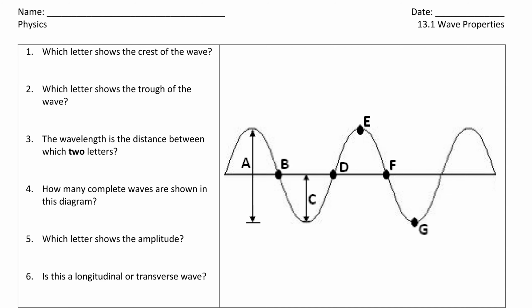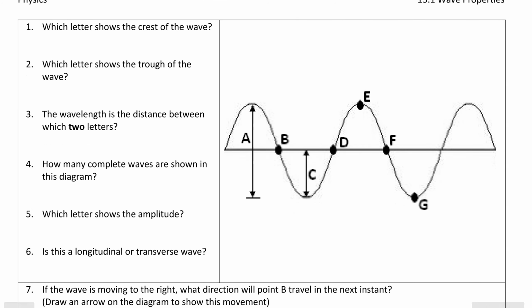Anyway, number one, which letter shows the crest of a wave? So the crest is kind of like the top of the wave. Have you ever brushed your teeth before? Maybe. So you know the symbol for Crest toothpaste. It's got this nice little peak there, or the crest of the mountain, or whatever else. So it's the top of the wave. So letter E is showing the crest of the wave.